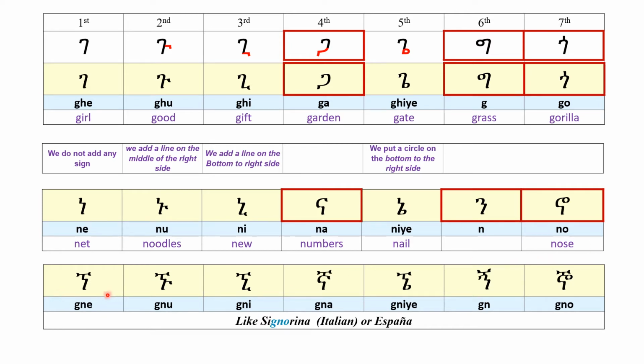The last letter is nye. Nye, nyu, ni, nya, nye, ny, nyo. As I already said, like signorina in Italian language.